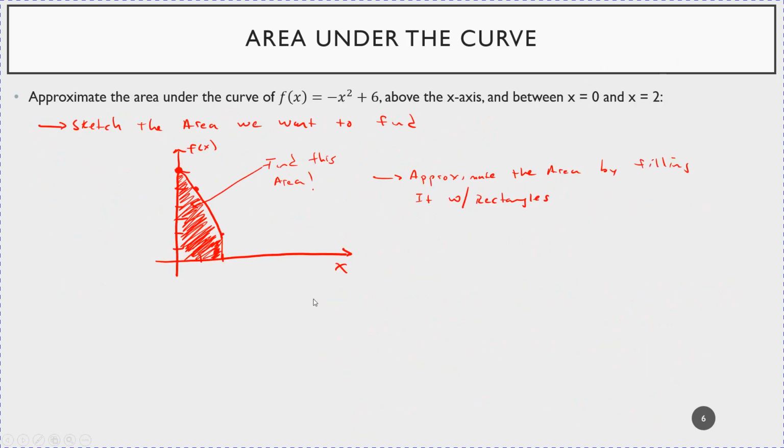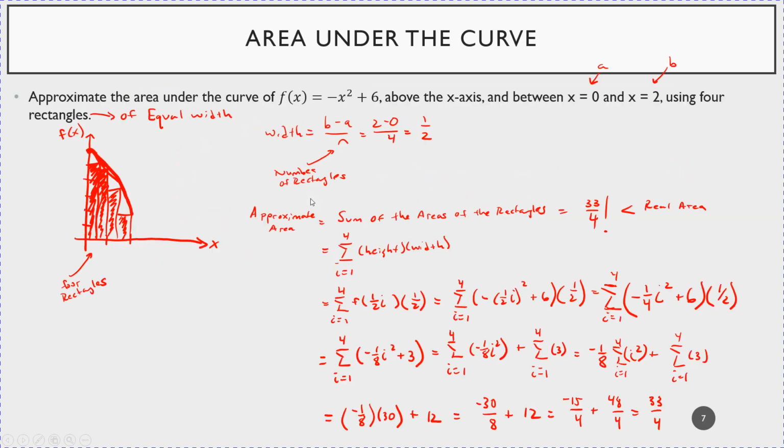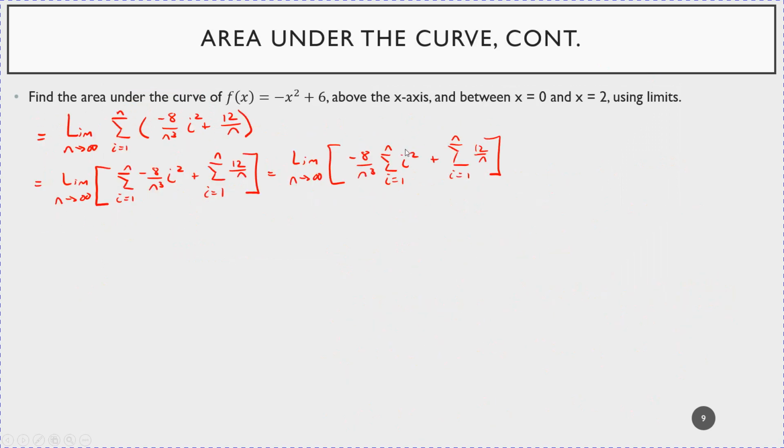Well, let me go back. It's just this right here. The sum from i equals 1 to n of i squared is just this formula: n times n plus 1 times 2n plus 1, all over 6. So I can replace this right here. Don't forget you have this negative 8 over n cubed. The sum of i squared literally gets replaced with n times n plus 1 times 2n plus 1, all over 6, plus, now this is just a constant, so it's the constant times whatever number's up here. Well, it's n. So plus 12 over n times n.